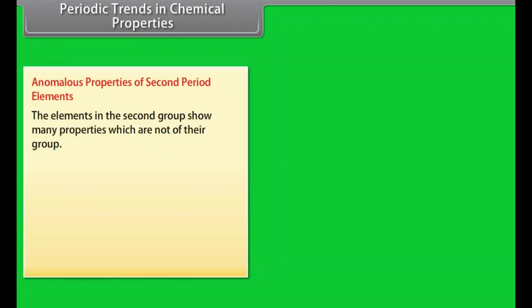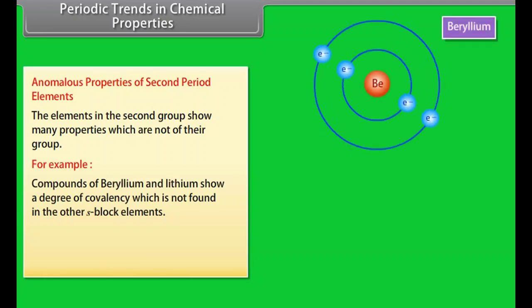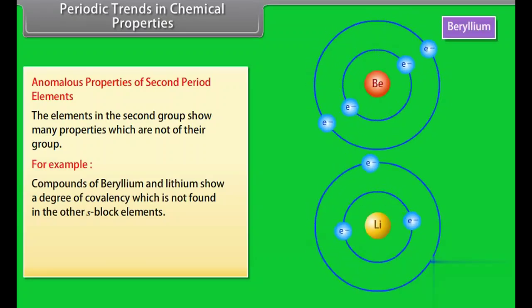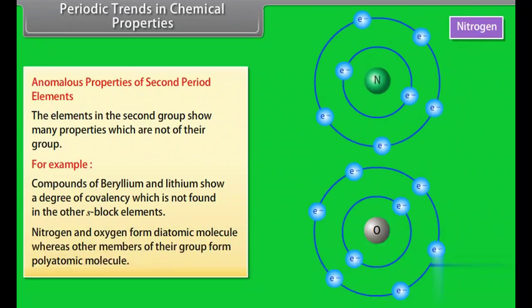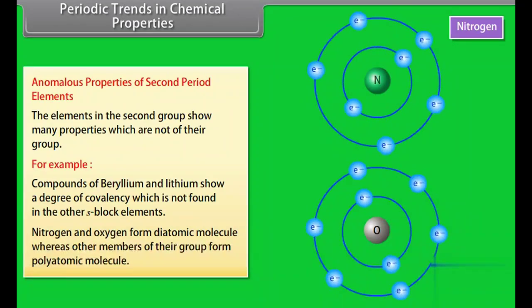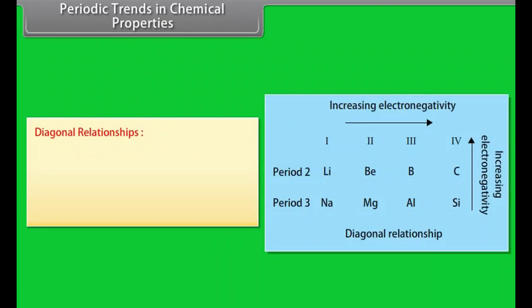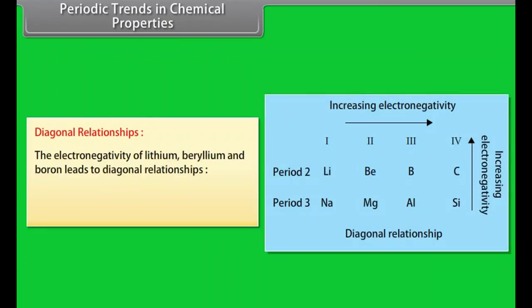Anomalous properties of second period elements. The elements in the second period show many properties which are not shown by the other members of their group. For example, compounds of beryllium and lithium show a degree of covalency which is not found in the other s-block elements. Nitrogen and oxygen form diatomic molecules, whereas other members of their group form polyatomic molecules. Diagonal relationships. The electronegativity of lithium, beryllium and boron leads to diagonal relationships. Lithium is strikingly similar to magnesium, beryllium to aluminium and boron to silicon.